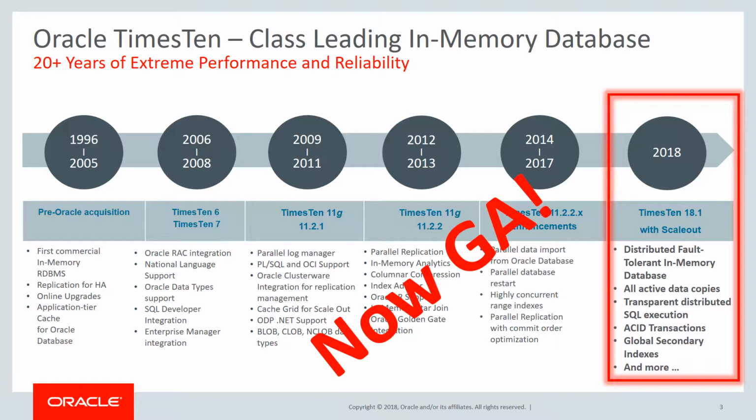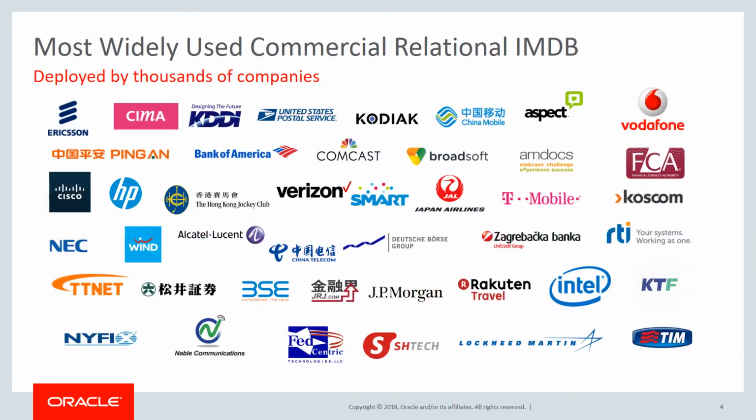Okay. Today, we're going to be focusing on 2018, the 18.1 release and the major new feature of TimesTen Scaleout. And I'm pleased to say that we are now GA. We went GA with the 18.1 release in May. So it's been out now for just about a month. Okay.